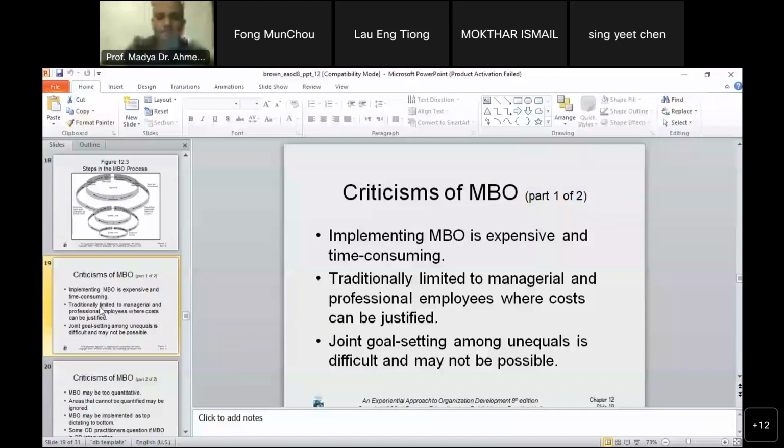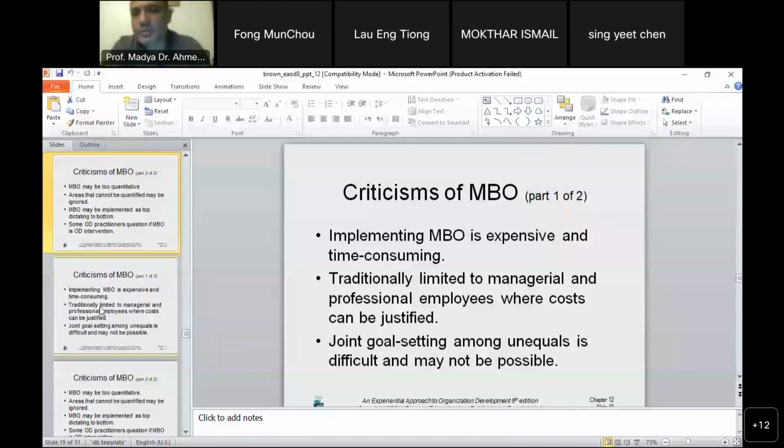And they can be done, but on the managerial and professional reviews only, where cost can be justified, but cannot be done on the lower level. That's some of the criticism.